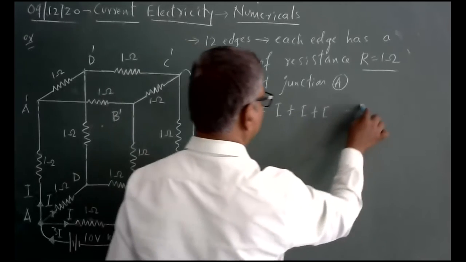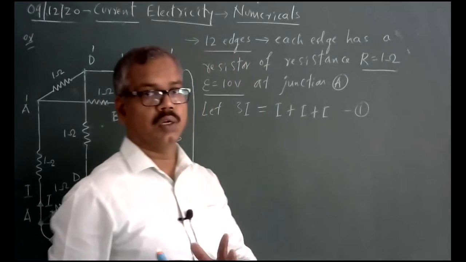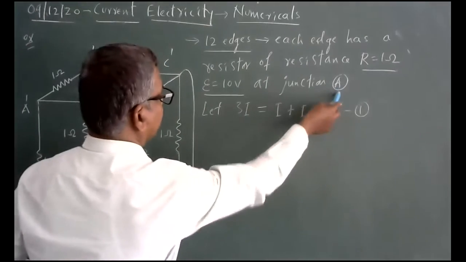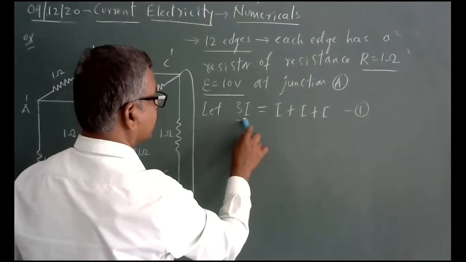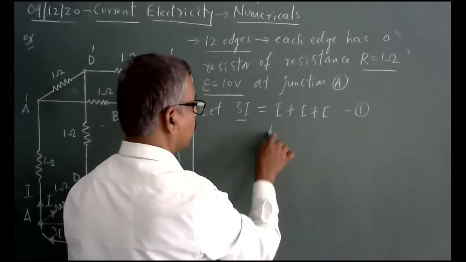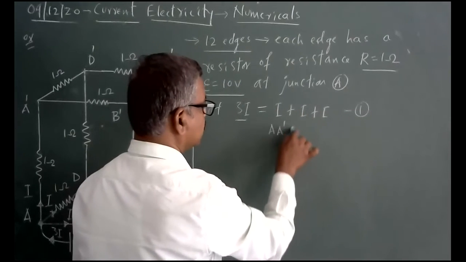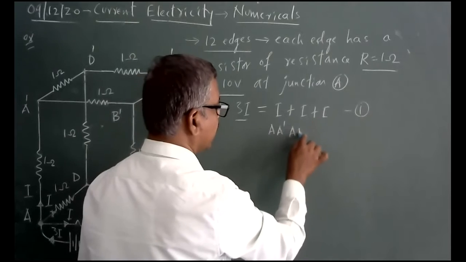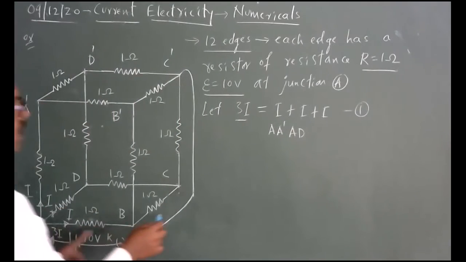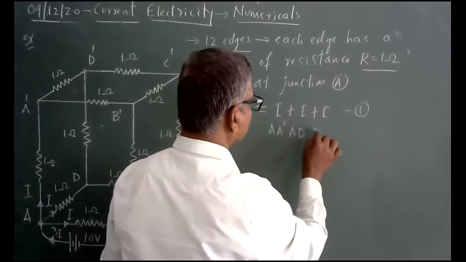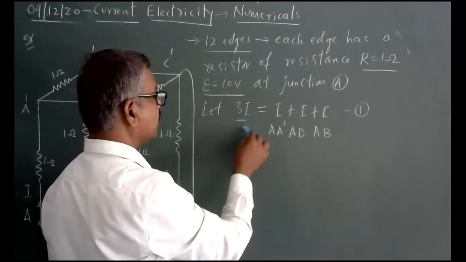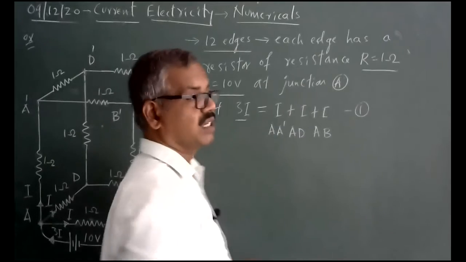This is called Kirchhoff's first rule. At junction A, the amount of current entering is 3I, and the current leaving is along A dash, AD, and AB. This is the net current which enters at junction A.